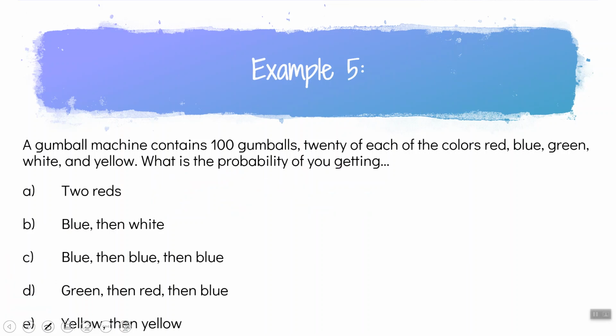Let's talk about blue. So the odds of getting a blue are 20 out of 100. And then white. Well, there's still 20 white gumballs because we took a blue, but now there's only 99 gumballs. That's 4%.